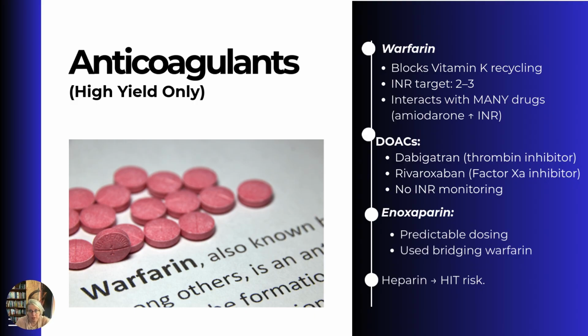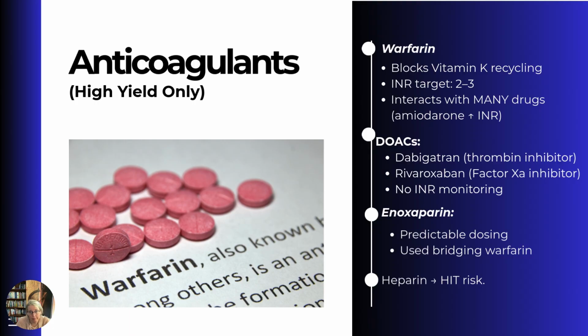We also have just standard warfarin. I don't know if I've actually seen more people on DOACs than warfarin, but old school at least was warfarin, which is blocking the vitamin K recycling. It requires you to have an INR between 2 and 3, so they're having to go back in to have their INR checked, and it interacts with a ton of drugs. Absolutely, amiodarone would increase the INR, so be careful in that case.